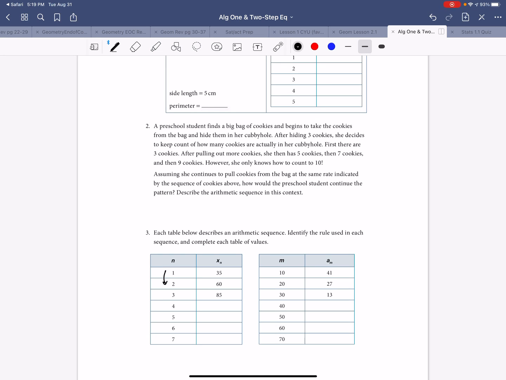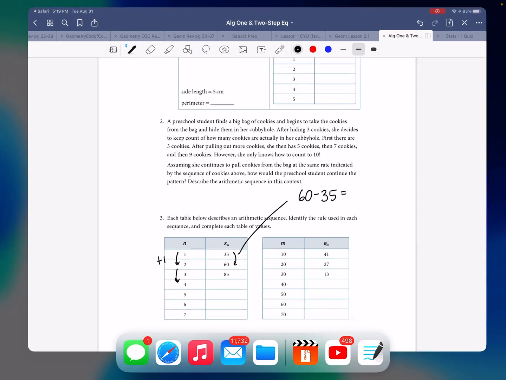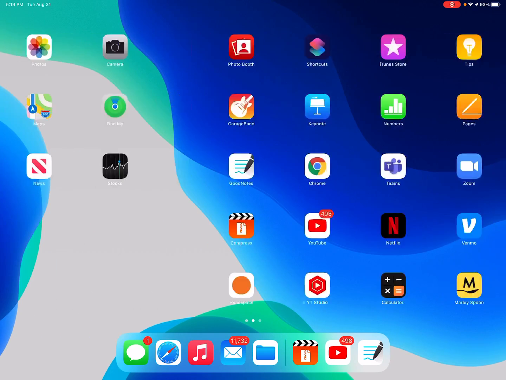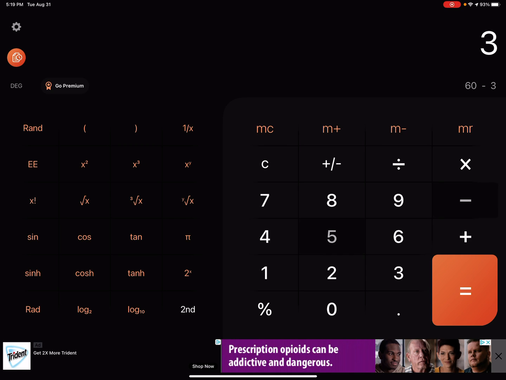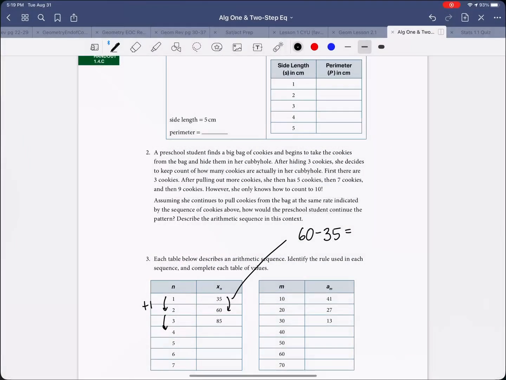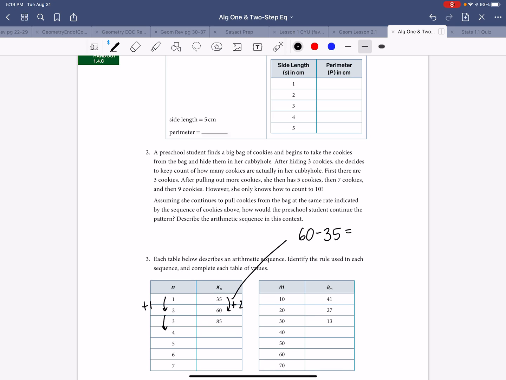They notice that these numbers are going up by 1, so there's no mystery there. But these numbers are going up. So again, in our brain, we're like, well, how far up? If you're trying to figure out what got added, you subtract. So 60 take away 35. Here's our calculator. All right, 60 take away 35 is 25. Then if I add another 25, I do get 85. So if I add another 25, I get 110. If I add another 25, you get the point. You keep going.